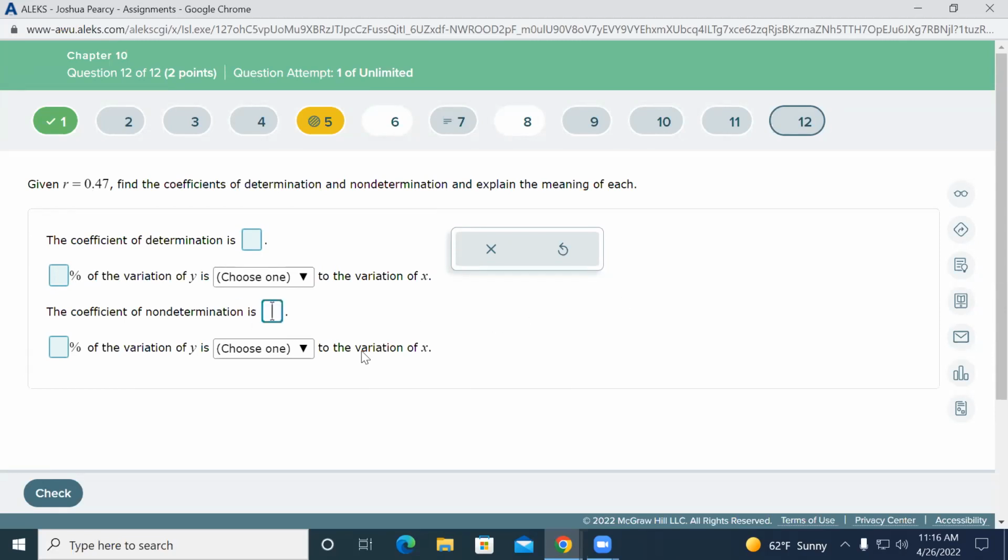And the coefficient of non-determination is just 1 minus R squared. So you'd take R squared and take 1 minus that. And then you would put that value here. And then you'd put the percentage. So just that as a percentage there. And this would be not due to the variation in X. Everyone okay with that? Great. And that's how you do chapter 10.1.